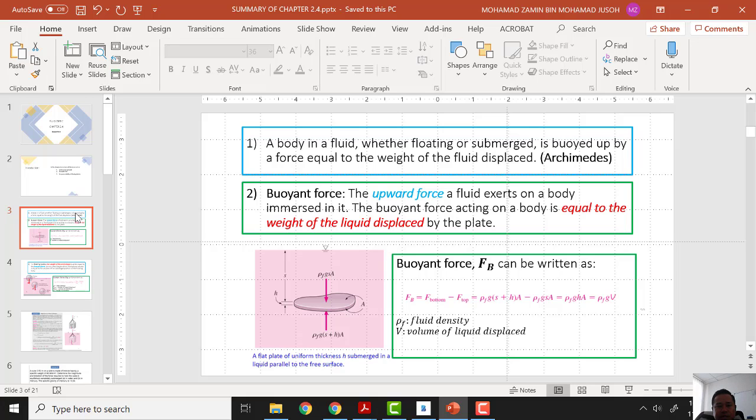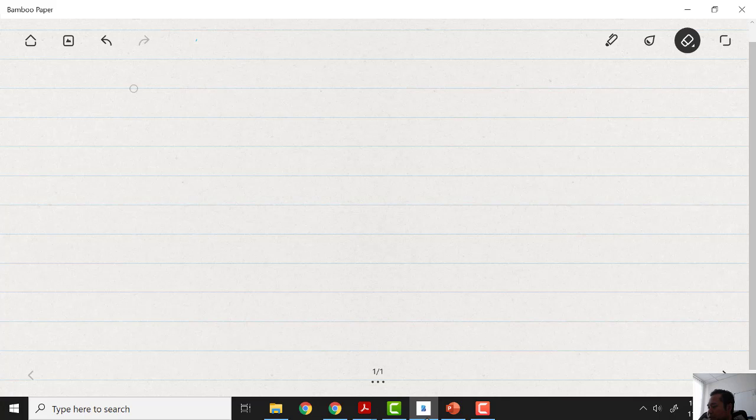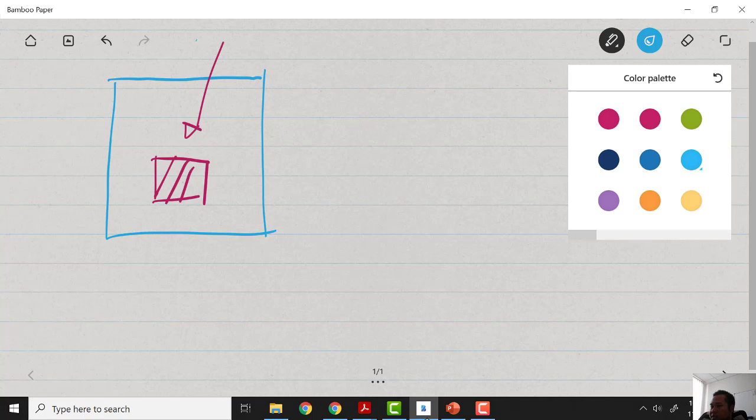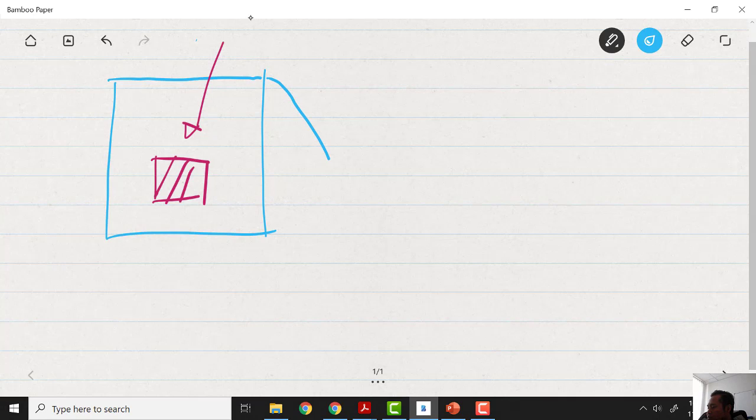Archimedes' principle states that a body in a fluid, whether floating or submerged, is buoyed up by a force equal to the weight of the fluid displaced. For example, we have a tank with water inside. Fill the tank to the top, and then if you put a cube of rock in the tank, the water will be poured out because the tank is already full.